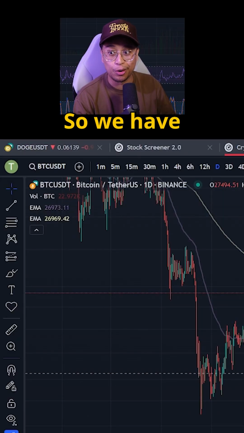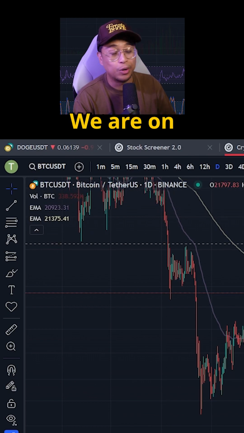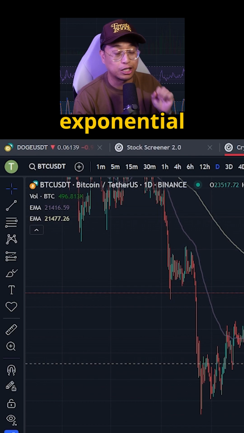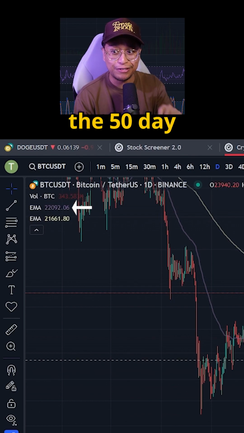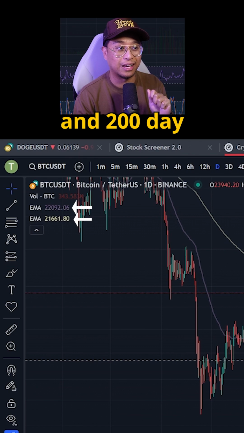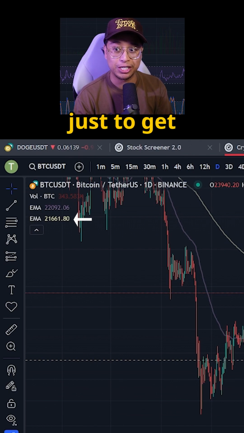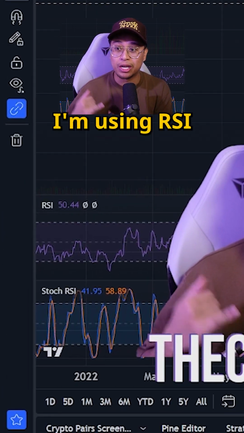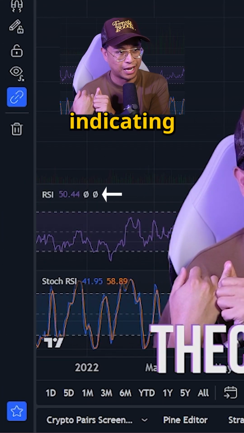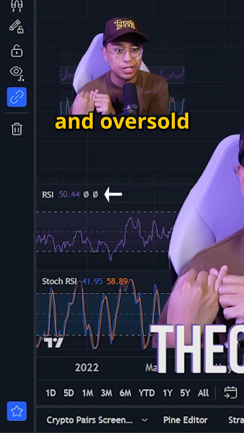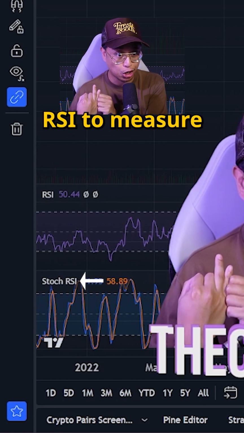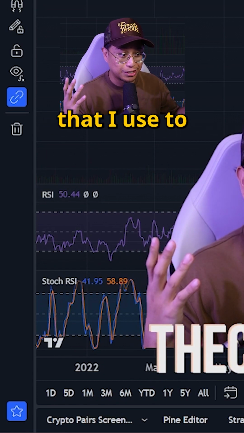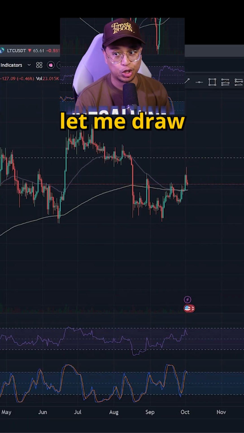All right, so we have Bitcoin. We are on the daily chart. The indicators that I'm using are the exponential moving average. I'm using the 50-day moving average and the 200-day moving average just to get the overall sentiment of the market. And then I'm using RSI for indicating overbought and oversold, and Stoch RSI to measure momentum. And the other tools that I use too is support and resistance. Let me draw this out for y'all.